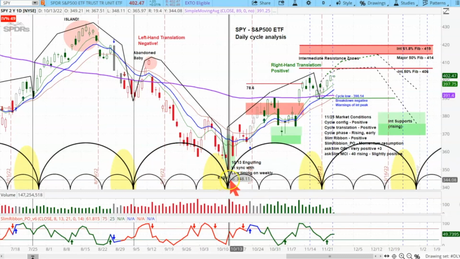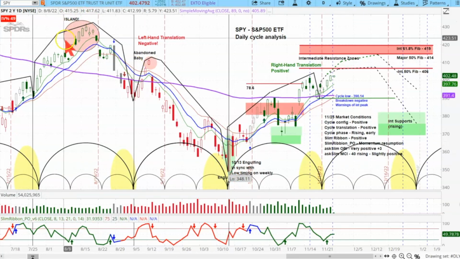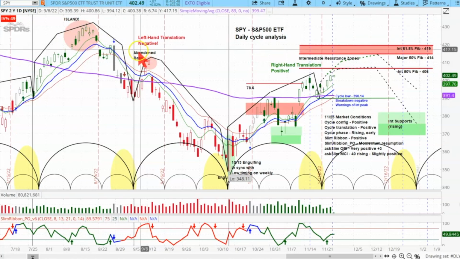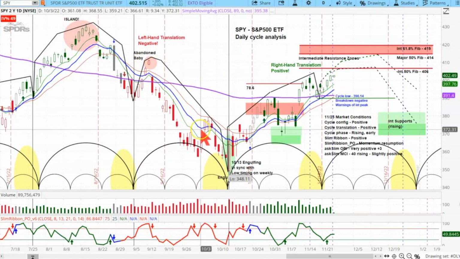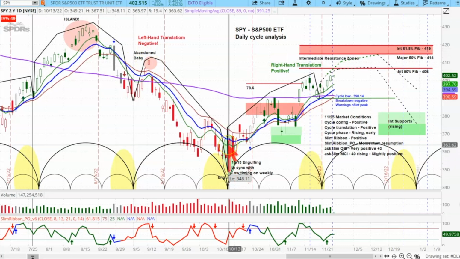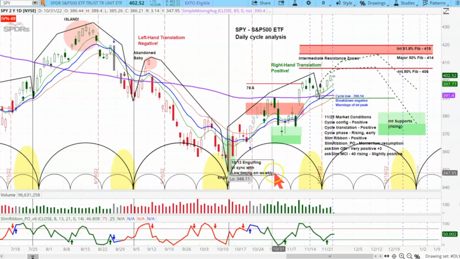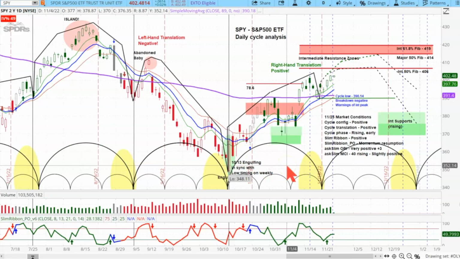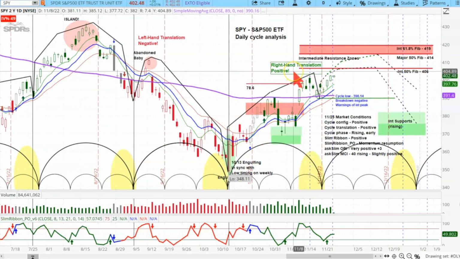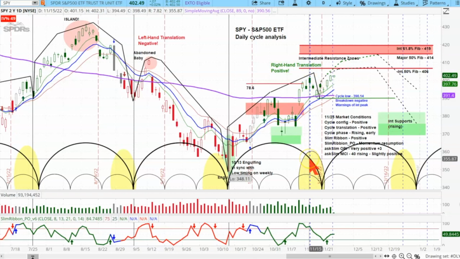Then there was an engulfing pattern right there, which brought the bottom of that cycle, and that was a good message. Notice how this island made the top here, the abandoned baby made the top here, and then this engulfing pattern made the bottom right over there. It's important also to note that these translations give you important messages. This positive translation, we call that a right-hand translation, is when the peak of the cycle was made way on the right side. Just absolutely exquisite.